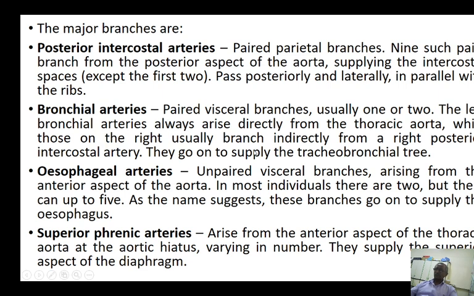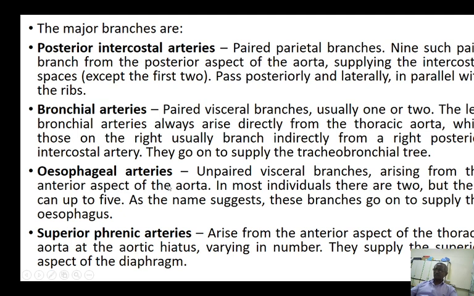Bronchial arteries, paired visceral branches, usually one or two. The left bronchial artery always arises directly from the thoracic aorta, while those on the right usually branch indirectly from the right posterior intercostal artery. They go on to supply the tracheobronchial tree.